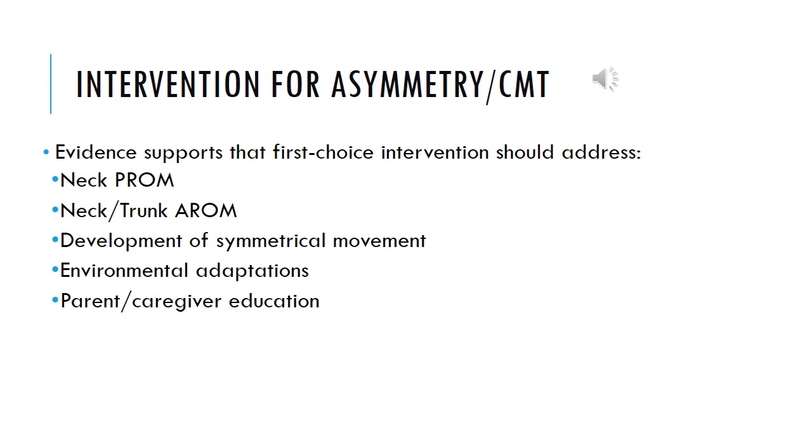We will now begin discussing intervention strategies for children with torticollis. According to the clinical practice guidelines, the evidence supports that first-line intervention should consist of a multi-pronged approach. We will go on in subsequent slides to discuss intervention that relates to neck passive range of motion, neck active and trunk range of motion, development of gross motor skills and symmetrical movement strategies, environmental considerations and adaptations, and parent and caregiver education.